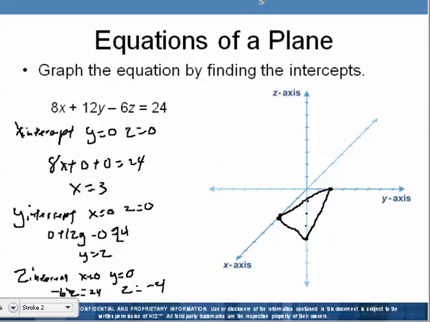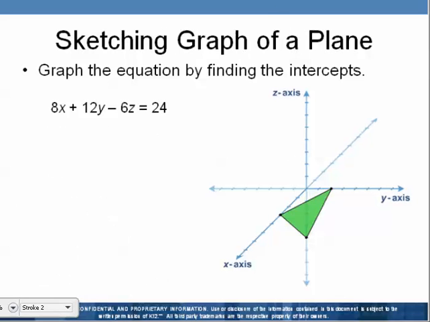Okay? So, here's a plane. It's already graphed. And it says, graph the equation by finding the intercepts. That's what we just did. I found the intercepts. I located the intercepts where they cross the x, y, and z axes and graphed it. And there's our plane.